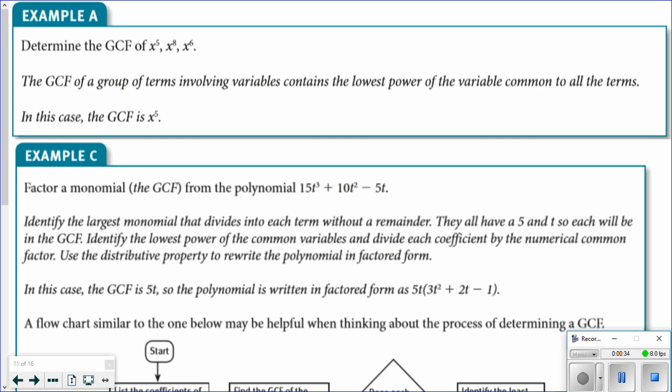So the GCF of variables that have exponents, we always want to look for the lowest power that is common to all the terms. So if I'm looking at 5, 8, and 6, we want to choose the smallest. And in this case, the smallest would be x to the 5th power. Okay.